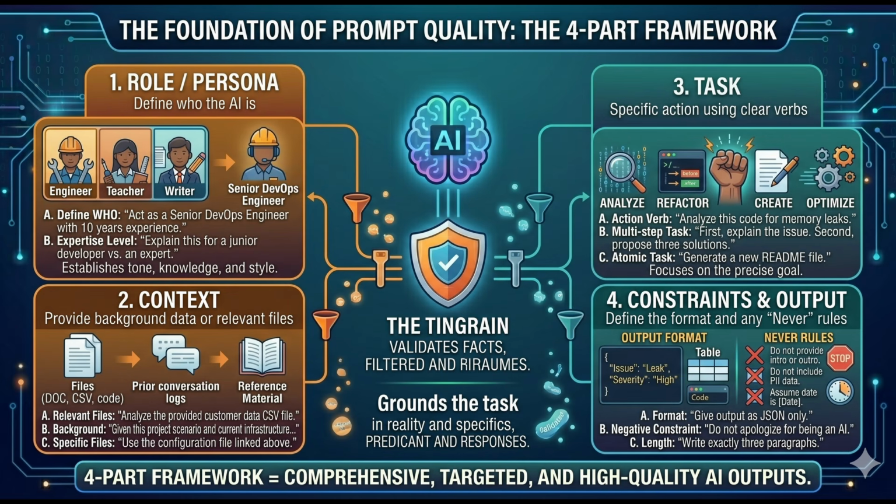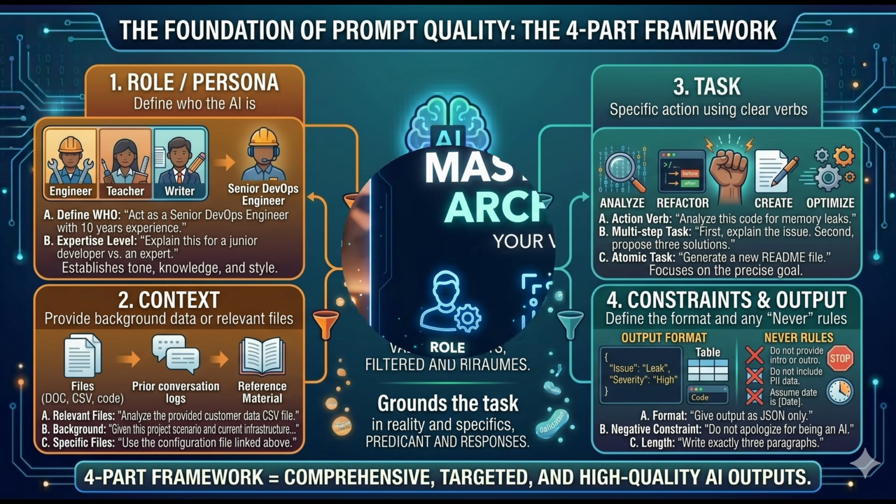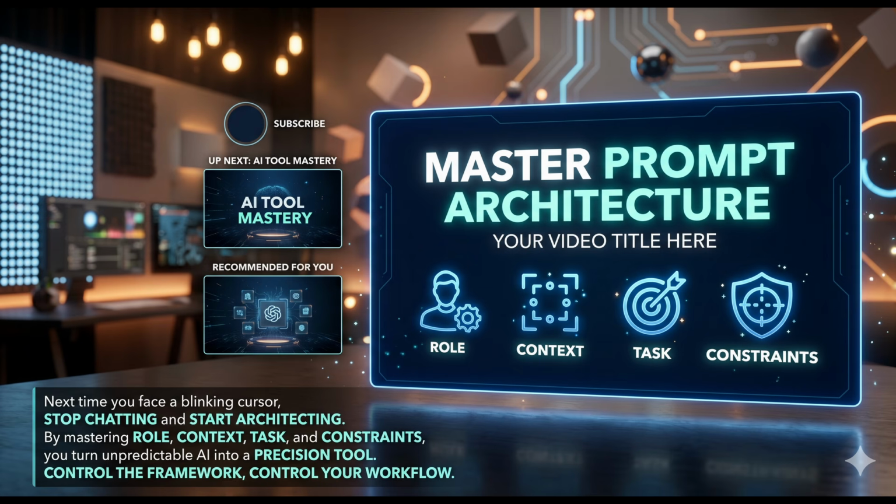Next time you face a blinking cursor, stop chatting and start architecting. By mastering role, context, task, and constraint, you turn unpredictable AI into a precision tool. Control the framework and you control your workflow.